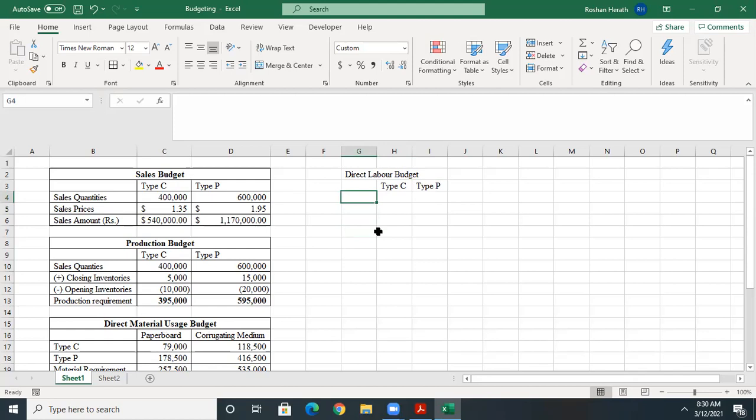So then what is the production requirement? Production requirement.